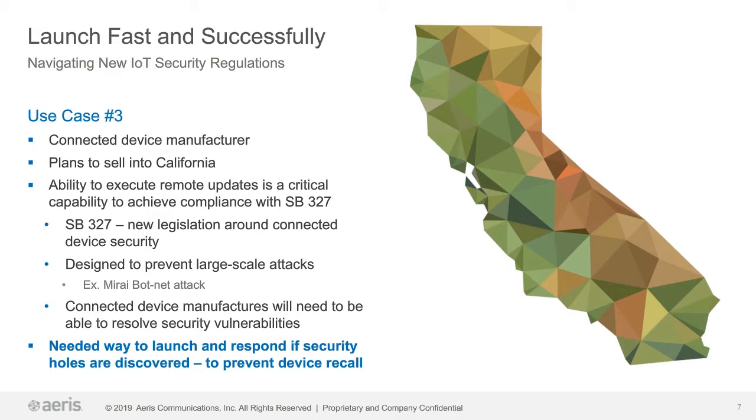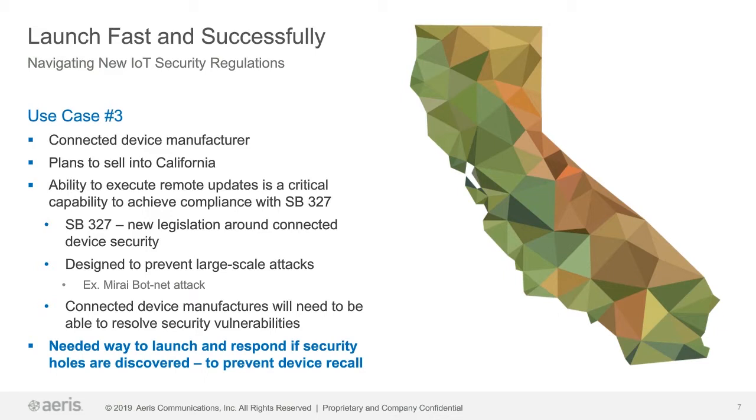The other thing that it'll start to do is enforce that companies need to be able to fix security issues if they are discovered. One of the ways to become compliant with that aspect of this law is to enable a remote update environment where you can send down a security patch to a device if a security breach is discovered.